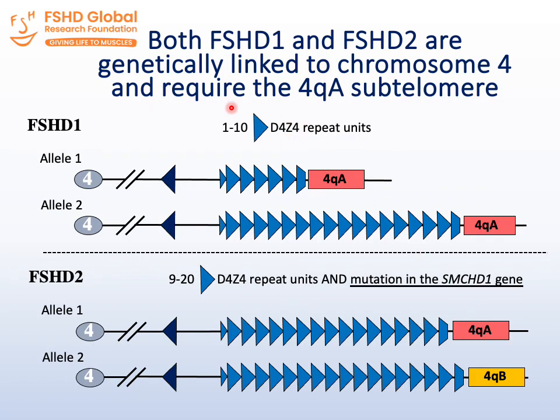Okay, so FSHD1 is going to be deletions of the D4Z4 repeat. It's autosomal dominant. You just need one mutation to get between 1 and 10 D4Z4 repeat units with a 4QA, whereas for FSHD2, you need a mid-range repeat array. You still need a 4QA, and it's digenic, so you need a mutation in the SMCHD1 gene.